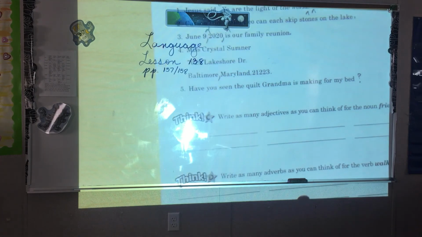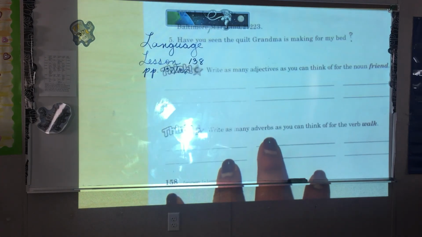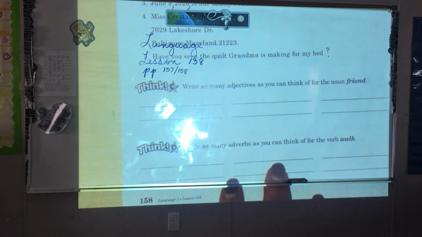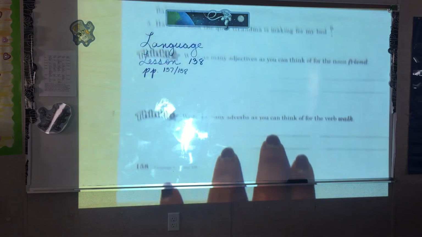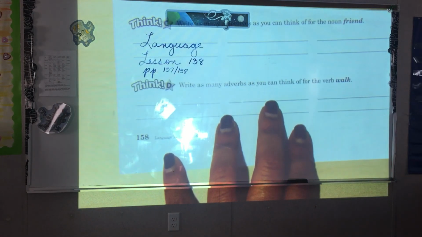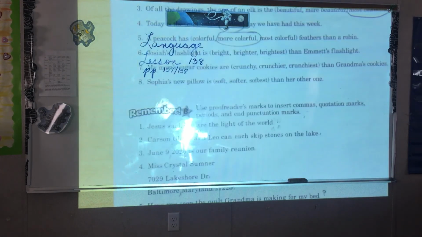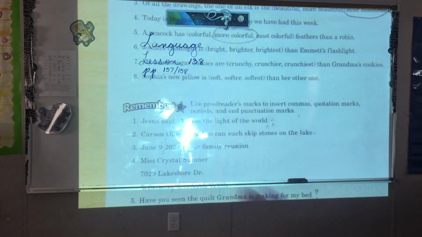No commas. Part C. Write as many adjectives as you think of for the noun friend. And part D. Write as many adverbs as you can think of for the verb walk. Complete the page, and this concludes lesson 138. Bye.